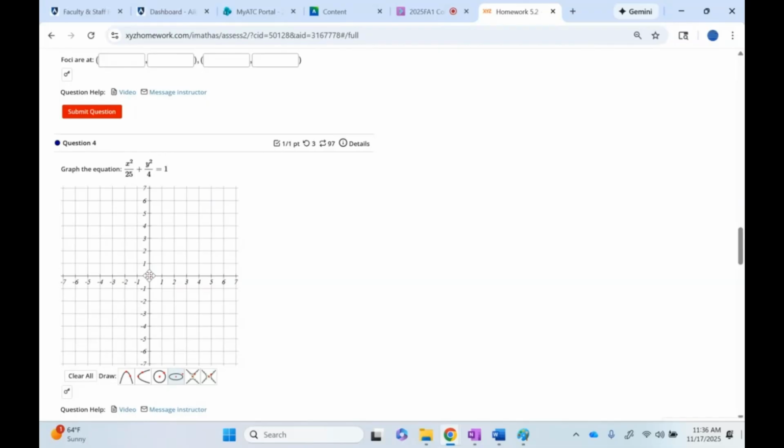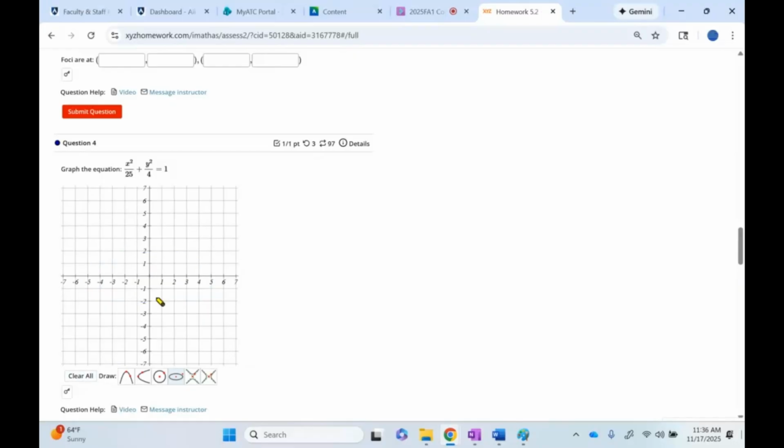Since we know that this has a horizontal axis, I want to go 5 units to the left or to the right. Doesn't really matter. So I'm going to go 5 to the right. That's the same thing as plotting 5, 0. And then once you go up or down 2, notice that it makes the ellipse. So that's why you see these two weird points down here on the graph.